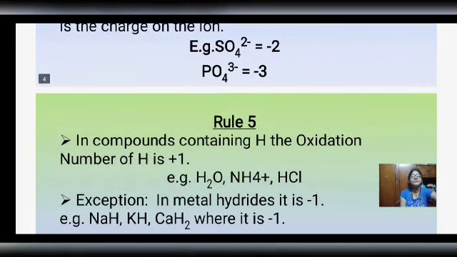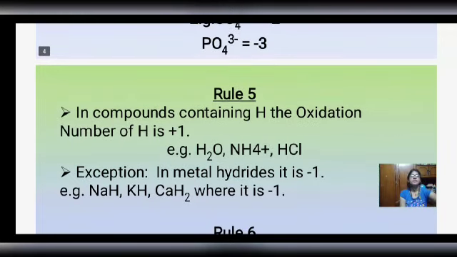Rule number 5. In compounds containing hydrogen, the oxidation number of hydrogen is +1. Always the oxidation number of hydrogen is +1 when it is associated in a compound. For example, H2O, NH4 plus, HCl. In all the 3 cases, the oxidation number of hydrogen is +1. But there are some exceptions.